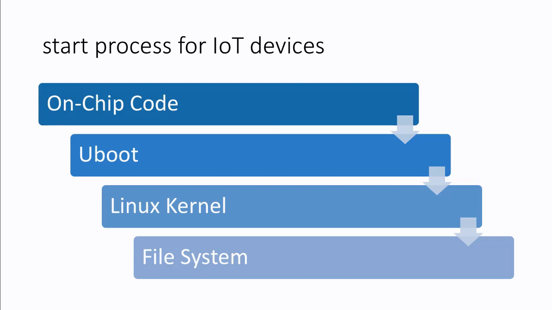On this slide, a standard start process of an IoT device will be introduced. Firstly, there is a small piece of ROM code in the CPU, usually less than 20 kilobytes, which will be executed first when the device is powered on. The main function of the on-chip code is to decide the boot mode from the system boot configuration pin. It's a physical pin.